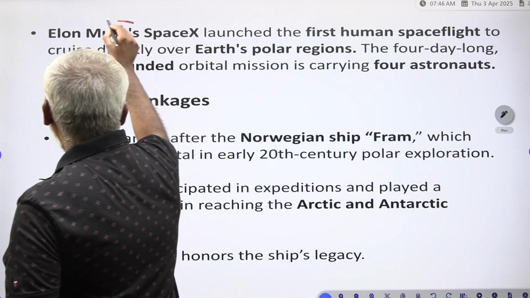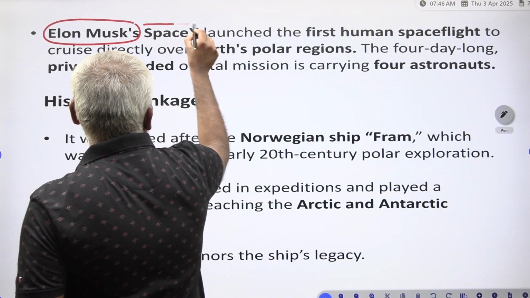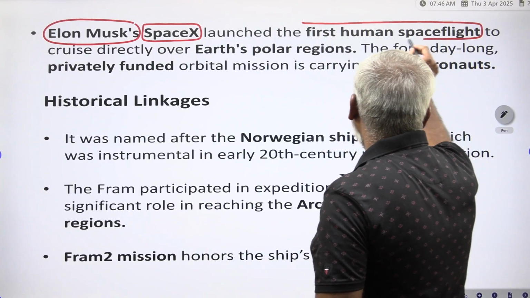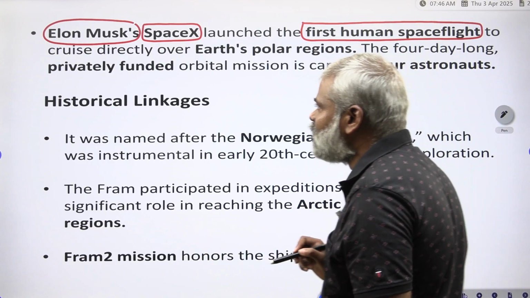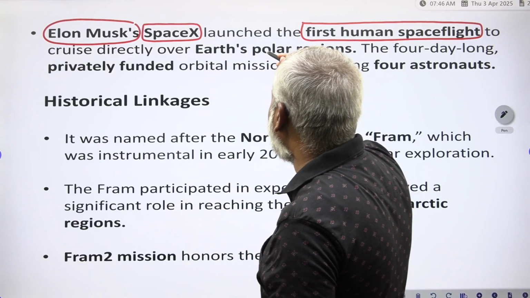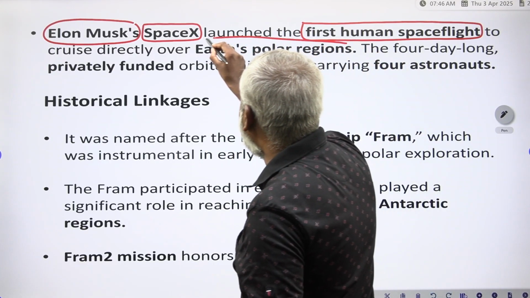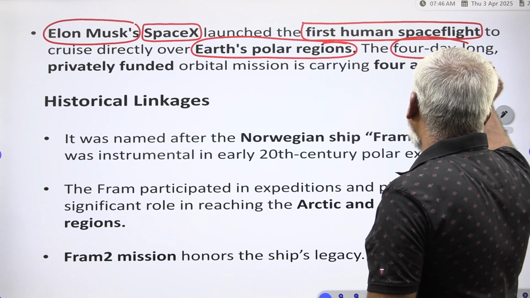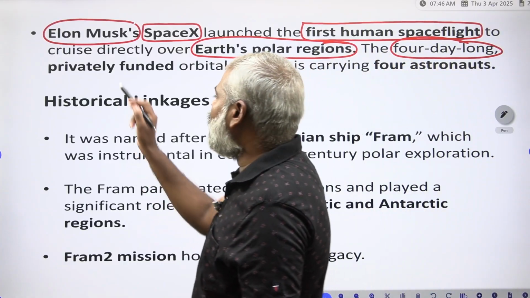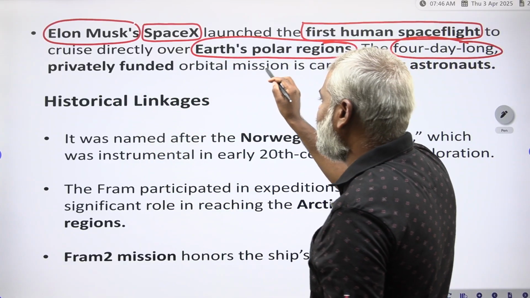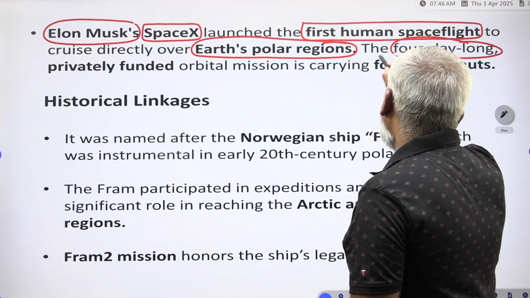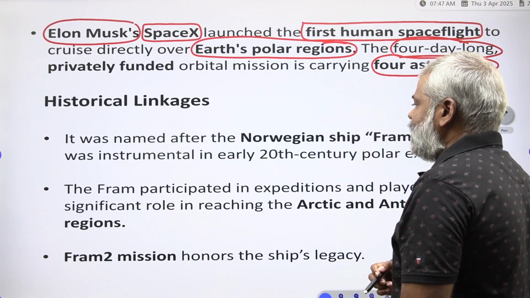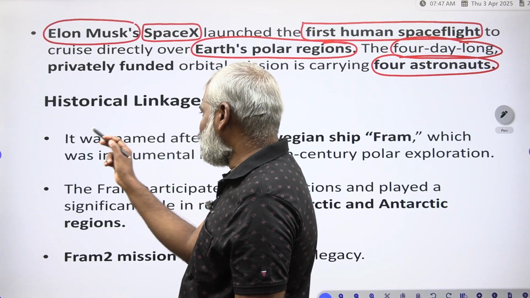Elon Musk's company, that is SpaceX, launched the first human space flight to cruise directly over Earth's polar regions. Where is it going? Earth's polar regions. The 4 or 5 day program is fully funded by a private company, an orbital mission carrying 4 astronauts to this orbit. So this is the historical linkage you have to see.